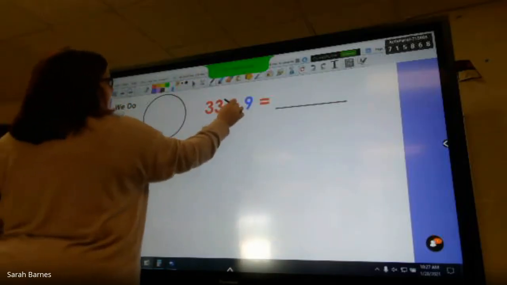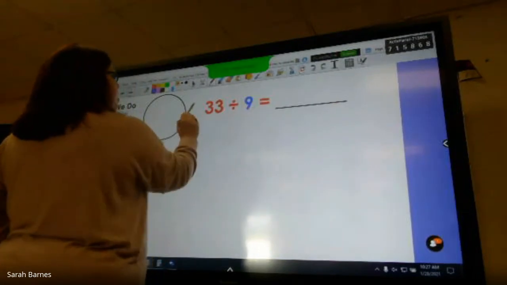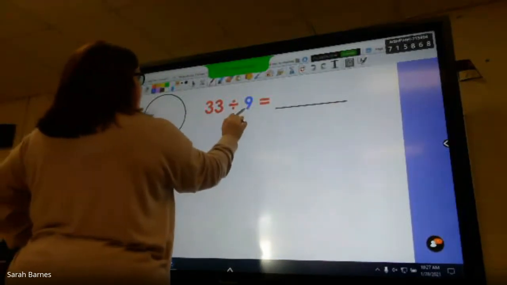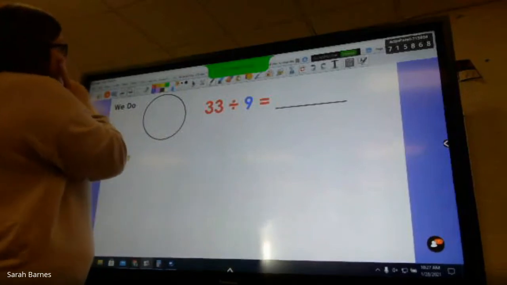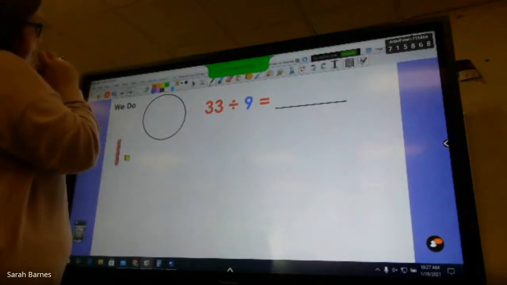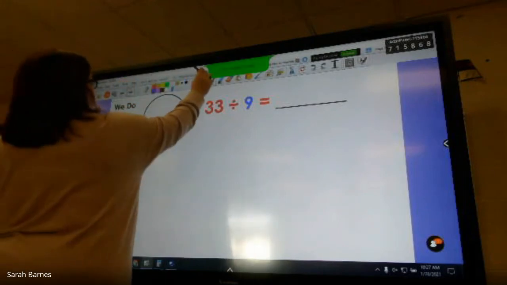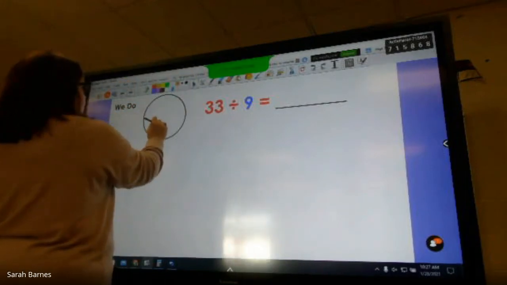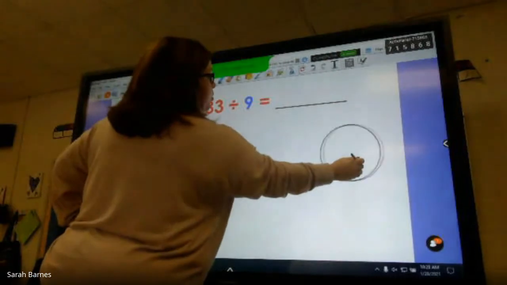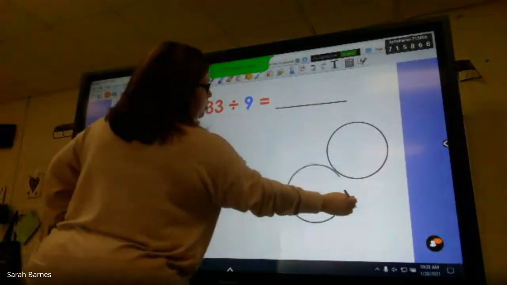All right, we're ready. Okay, so first I'm going to look at the problem. I'm going to read it. 33 divided by 9. Okay, so 33 is the dividend, 9 is the divisor. So I know I need 9 groups. So I'm going to go ahead and pull my 9 groups. So 1. So 2, everybody should be drawing 9 circles.